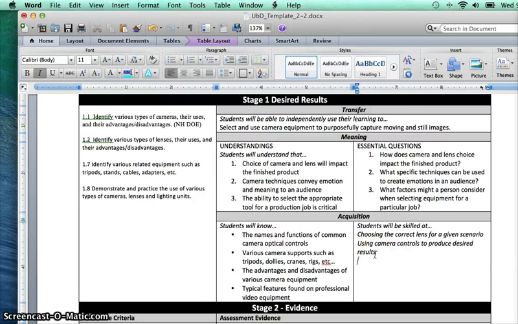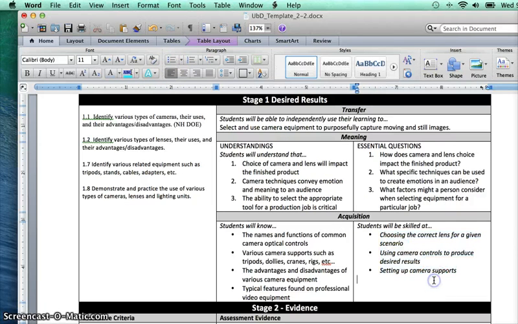Students will be skilled at setting up camera supports. And I do not think this is all the things they'll be skilled at, but for the sake of this lesson, I'm going to stop here. And let's see if we can get those bullet points to work this time. And they did work that time, which is a good thing. So we did not let the technology throw us.